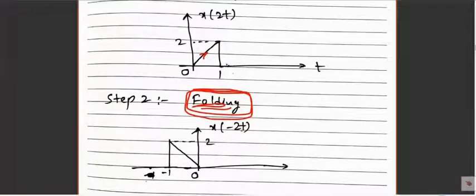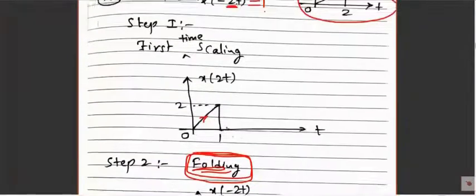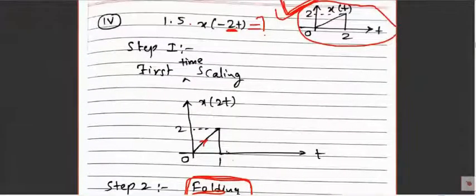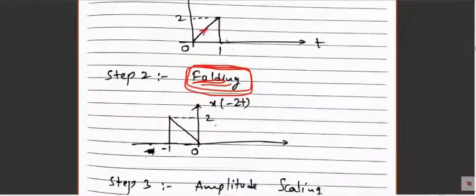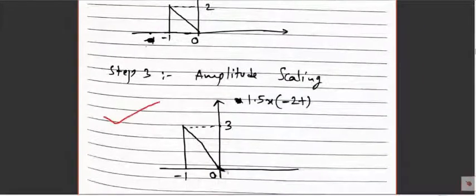So this is x of -2t, but we have to sketch 1.5 into x of -2t. Before any signal, if some constant is present, that is nothing but amplitude. So we have to multiply by that factor 1.5. So 2 into 1.5 is 3. So this is the final answer.